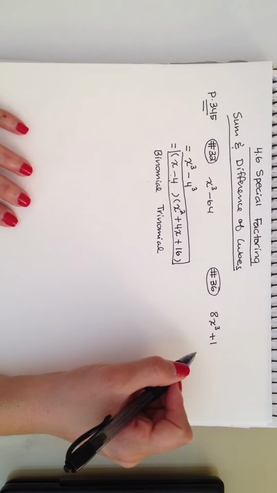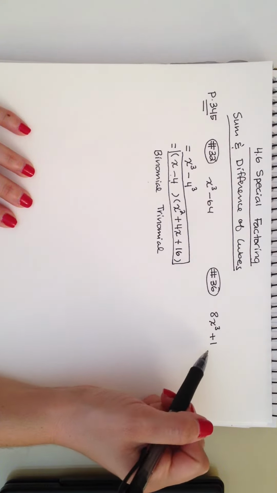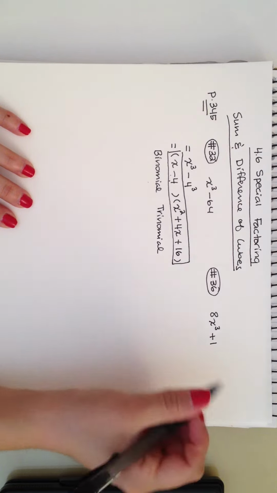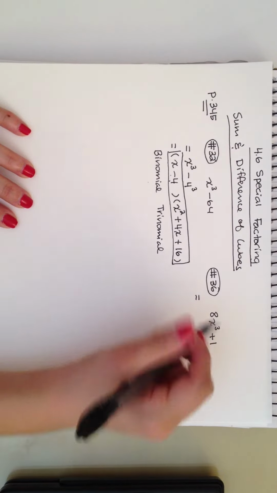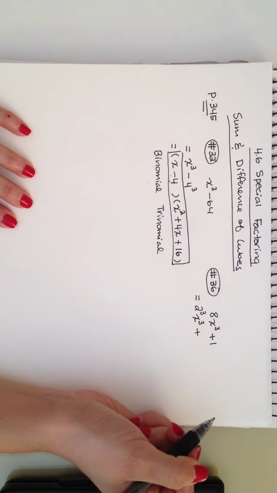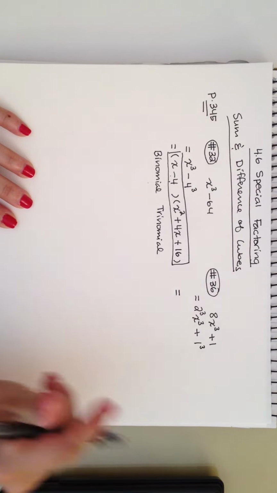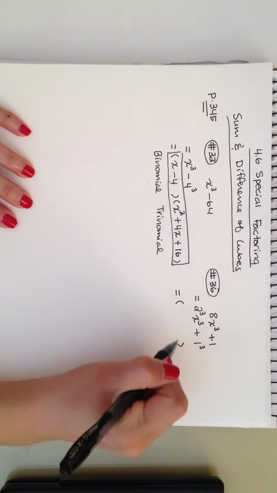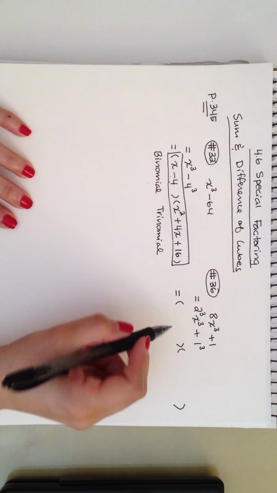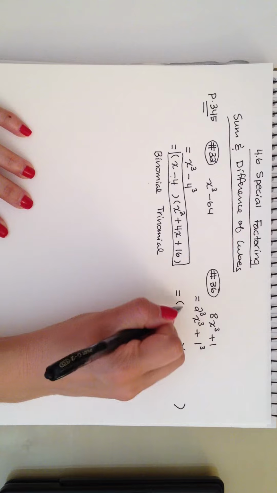Same idea for number 36. Check for a GCF. No GCF. Second step, write your problem so that everything is cubed to the 3rd power. 8 is 2 cubed. X cubed plus 1 is the same as 1 cubed. Now, 2 parentheses, binomial first, trinomial second. First parentheses, we write exactly what we have here, but no cubes.